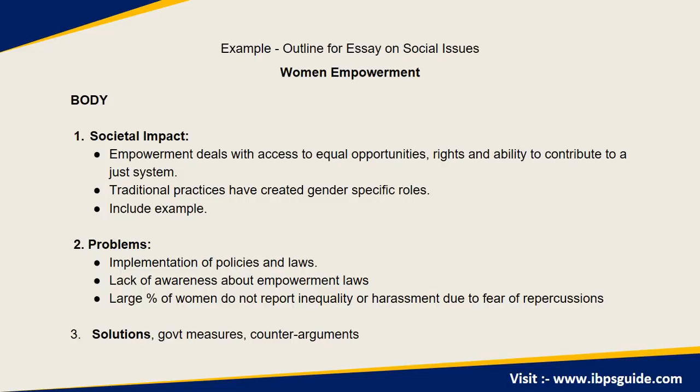Next section is the body of the essay. We discussed earlier that when it's an essay on social issues, you can use these three topics or these three ideas to elaborate on. So your first paragraph will be about the societal impact of women empowerment. So you can talk about what exactly you think women empowerment is and what the goal or the purpose of it is. And then you can talk about traditional practices in our country that have created gender-specific roles.